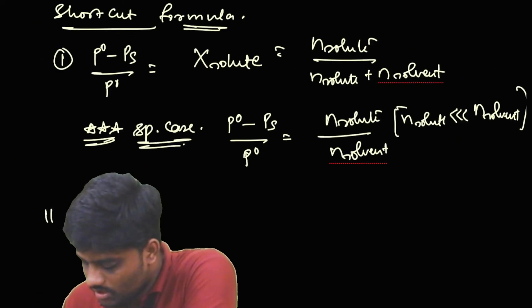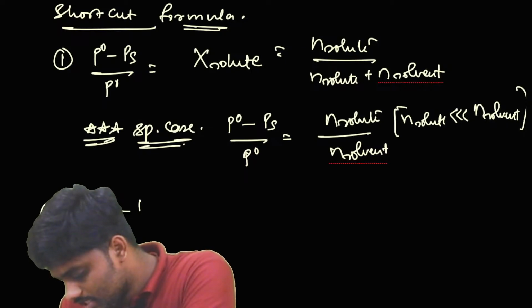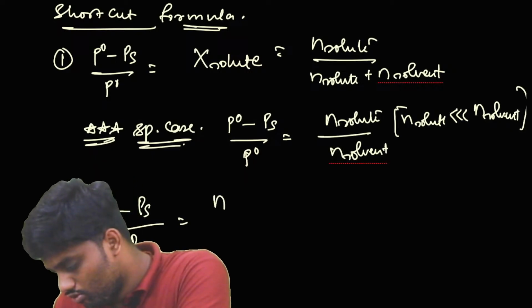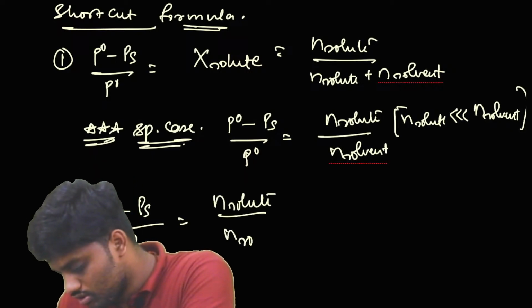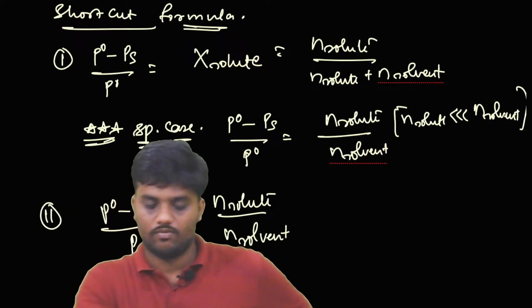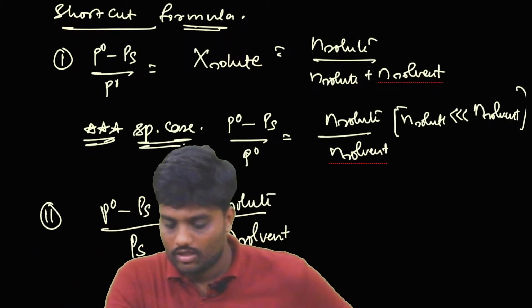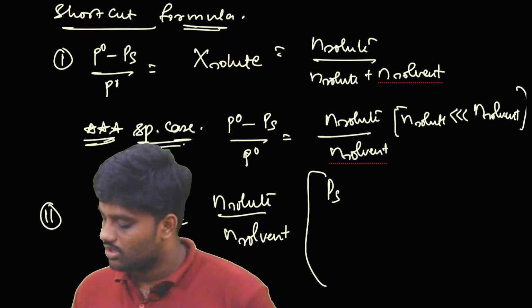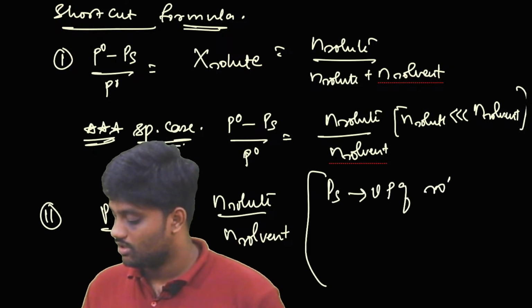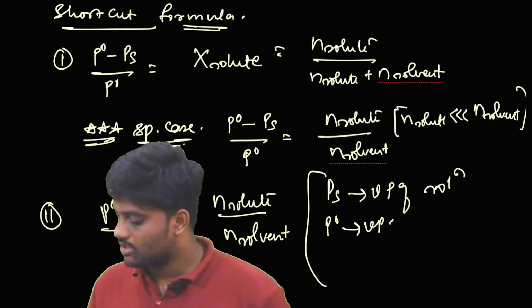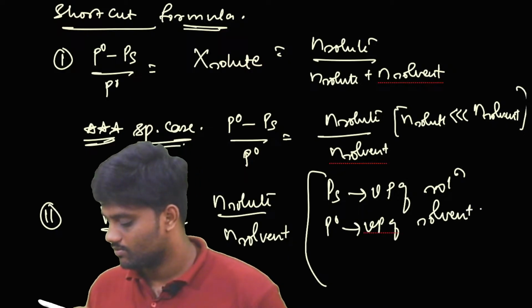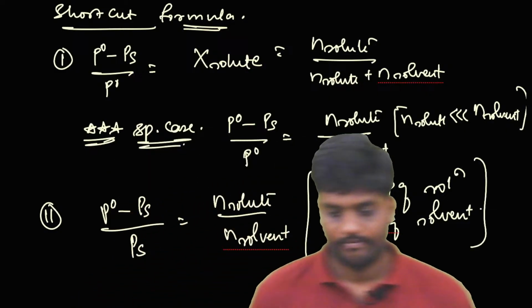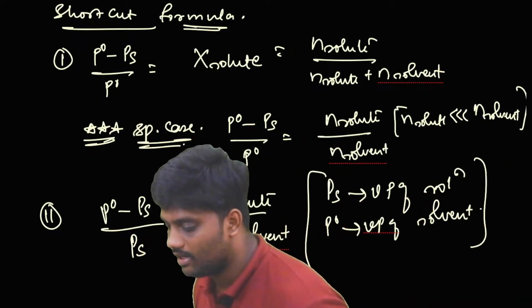Next, this is one case, and another one is P naught minus Ps divided by Ps, which is equal to moles of solute upon moles of solvent. Just remember this formula. Ps is the vapor pressure of the solution, and P naught is the vapor pressure of the solvent. Understood? Right. No need to take tension. All kinds of variety will be discussed here.